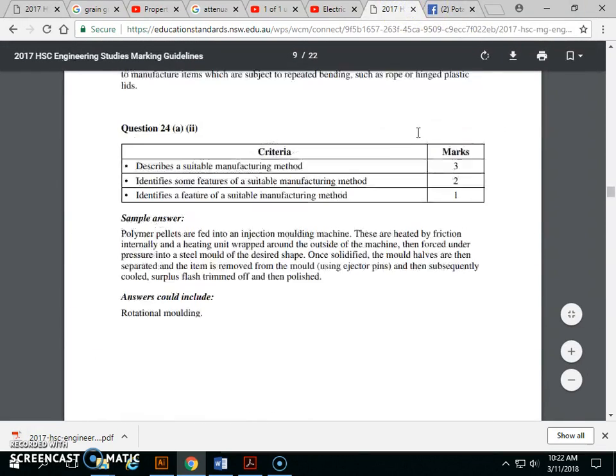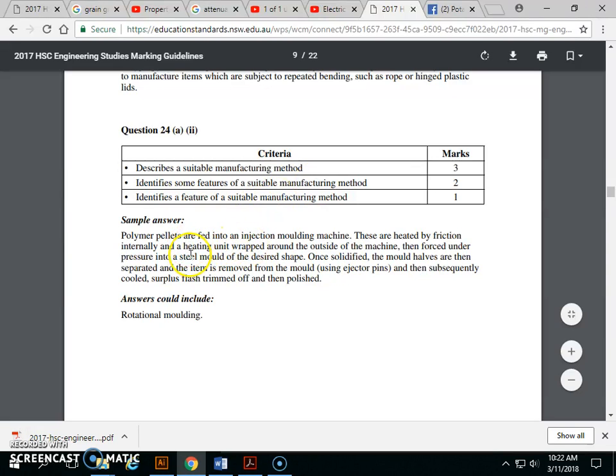The screw is important. Yep. I'm willing to bet that the word screw is. This could include rotation molding. Okay. They're heated by friction internally and heated until wrapped around the outside of the machine, forced into pressure, still mold a desired shape. Once solidified. Yeah, it doesn't talk about the screw here. I'm disappointed that it doesn't say that. And it talks about being ejected, and then the flash is trimmed off and then polished.